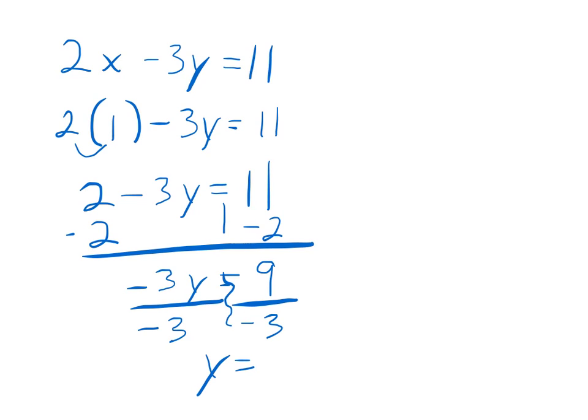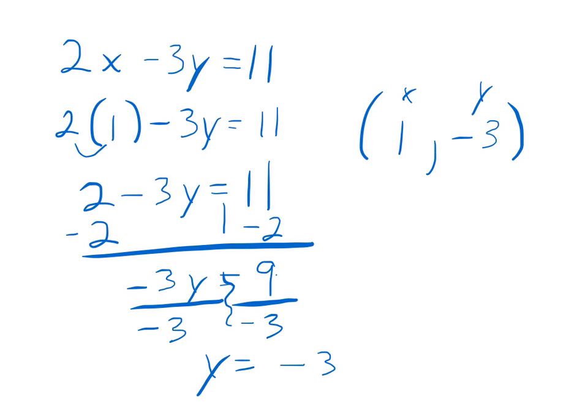So y is equal to, positive divided by negative, negative. 9 divided by 3 is 3. So y equals negative 3. So now my ordered pair is, let's see, my x was 1, and I just found that my y is negative 3. So that's my ordered pair.